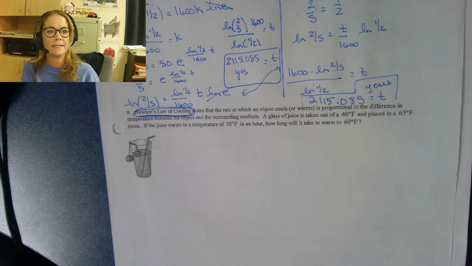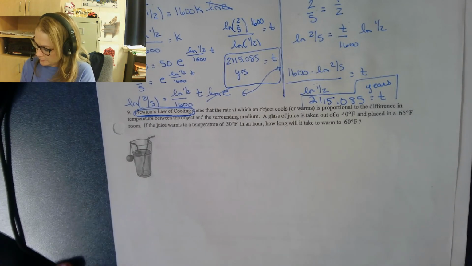A glass of juice is taken out of a 40-degree Fahrenheit refrigerator, I assume, and placed in a 65-degree Fahrenheit room. If the juice warms to a temperature of 50 degrees Fahrenheit in an hour, how long will it take it to warm to 60? Okay. All right, let's write the formula first.